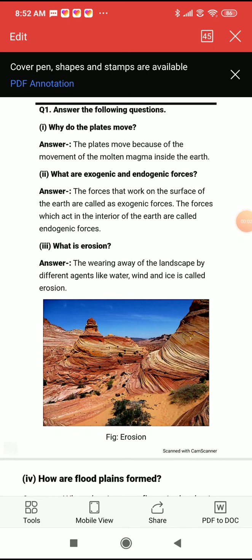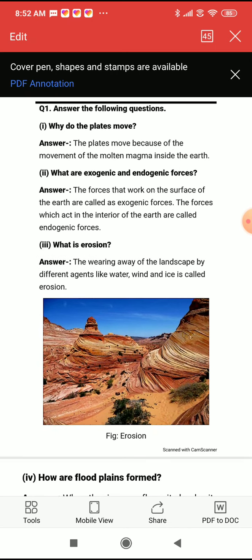So yesterday we completed our 7th class geography chapter 3, Our Changing Earth. Today we are going to have a look at the questions of the textbook exercise. Okay, textbook exercise question number 1, answer the following.